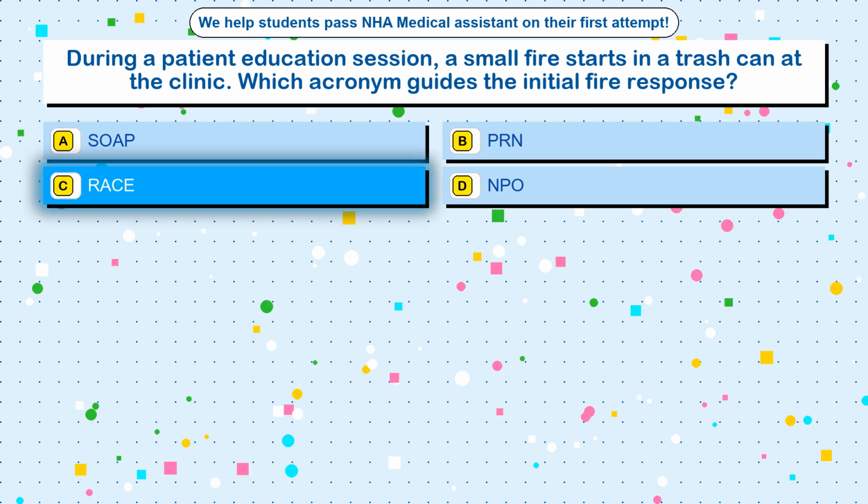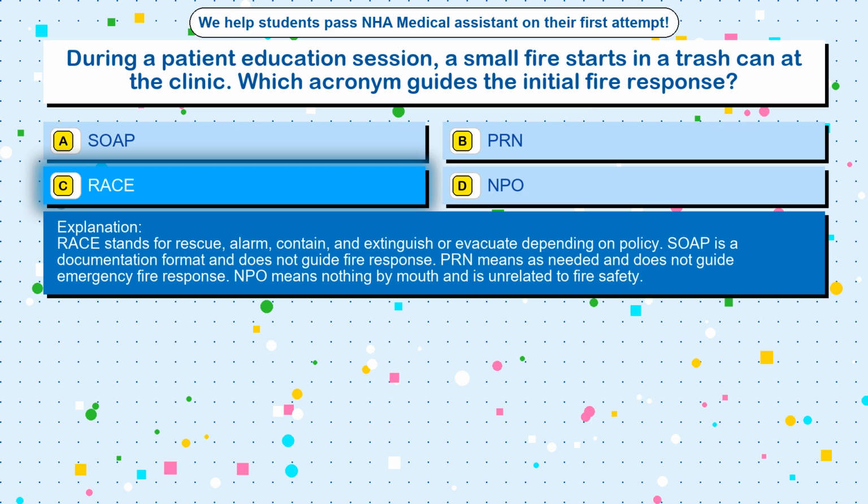The correct answer is option C, RACE. RACE stands for Rescue, Alarm, Contain, and Extinguish or Evacuate depending on policy. SOAP is a documentation format and does not guide fire response. PRN means as needed and does not guide emergency fire response. NPO means nothing by mouth and is unrelated to fire safety.